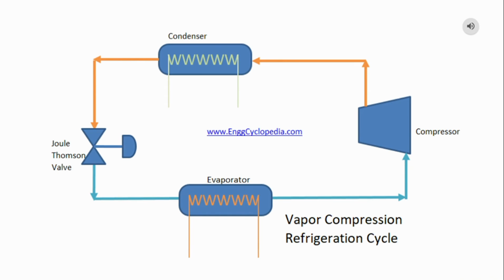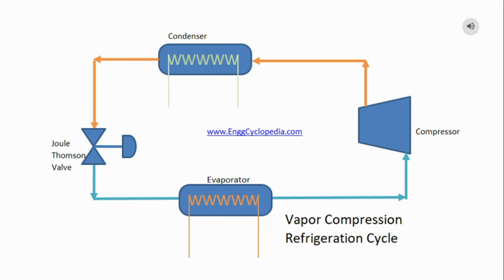Next, the refrigerant is routed through the Joule-Thomson valve. When the refrigerant enters the Joule-Thomson valve, it expands and releases pressure, which results in the reduction of the temperature. And as you can see in this diagram, the pressure P1 and the temperature T1 of the refrigerants at the exit of the condenser is reduced to a lower pressure P2 and temperature T2 in the evaporator.